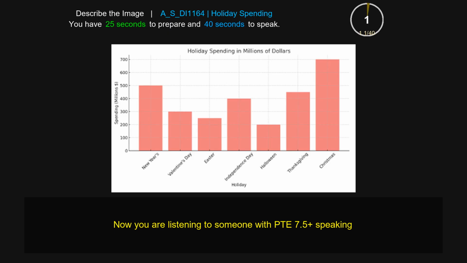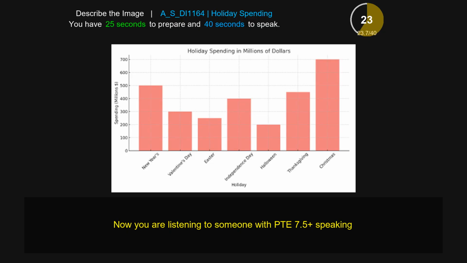The image provided is the bar graph which gives us information about holiday spending in millions of dollars. The image highlights New Year's, Valentine's Day, Easter, Independence Day, Halloween, Thanksgiving, and Christmas. It is evident that the highest value is of Christmas, which is $700 million. Conversely, the lowest value is of Halloween, which is only $200 million.